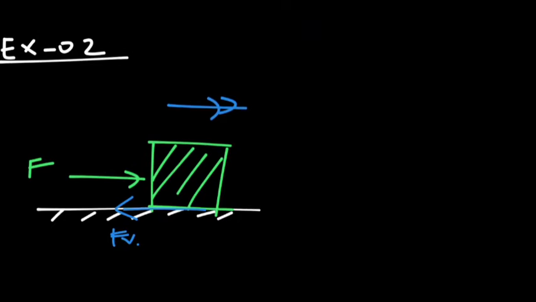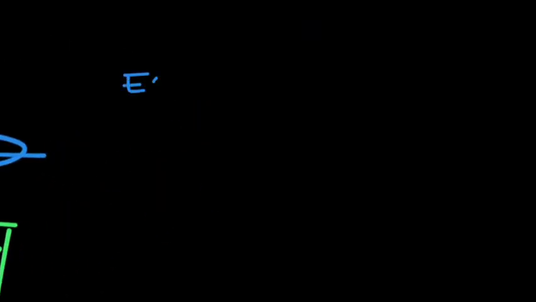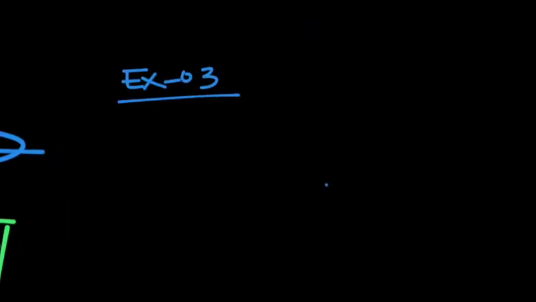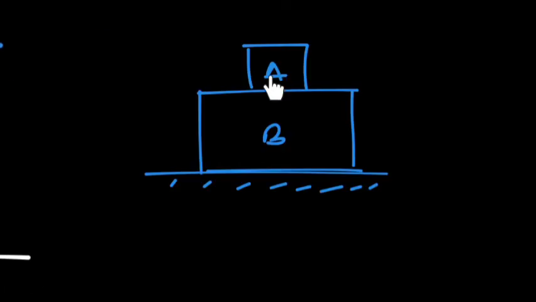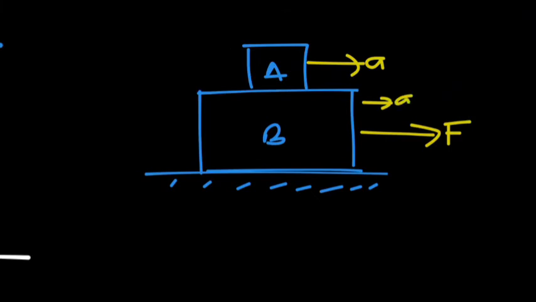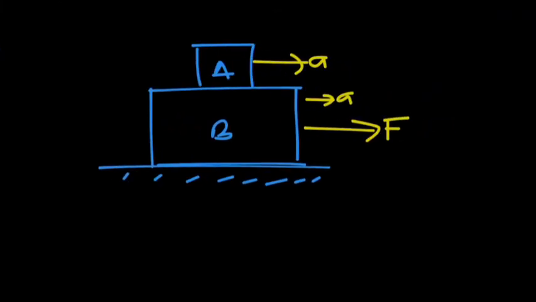Let's look at one more example. Example number 3. A box A is placed upon box B on a smooth surface. Now let's assume that the box below is being pulled using a force F and there is no relative motion among them, but they are accelerating. Each of them is accelerating. So does this imply the frictional force between them is equal to 0?